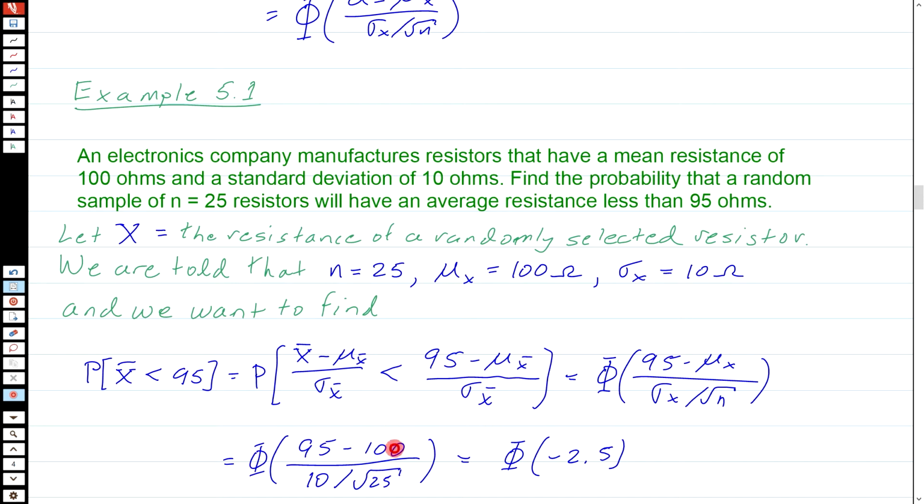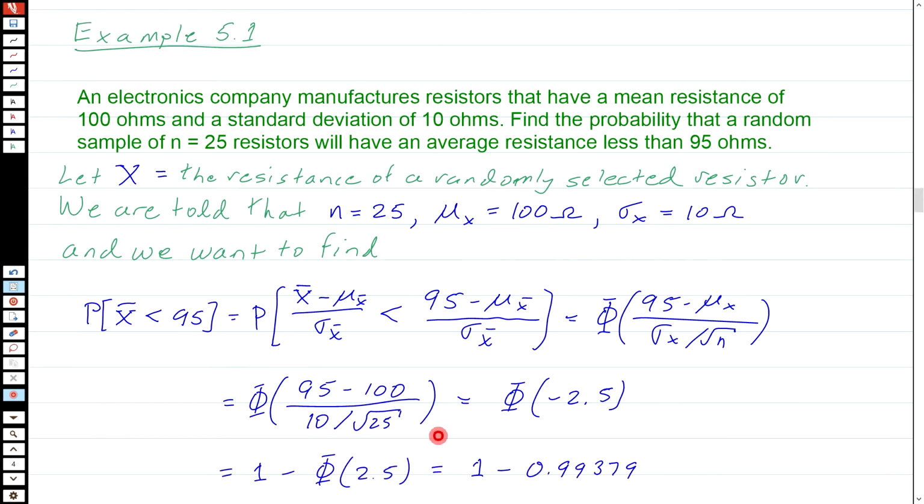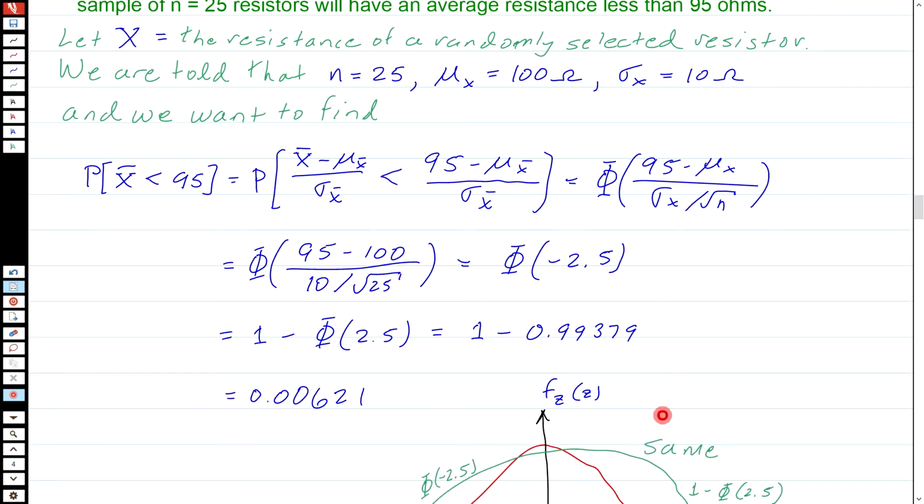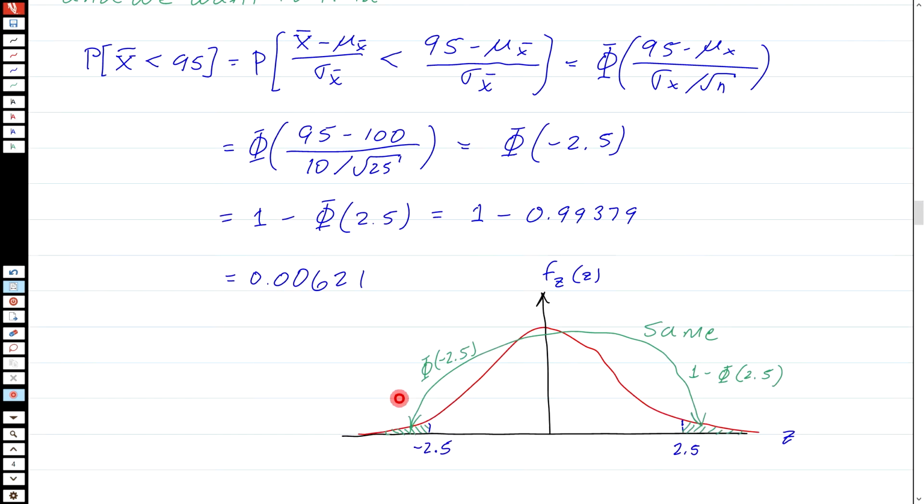Just substitute in the 100. 10 divided by root 25, which is 5. I get phi of minus 5 over 2, that is, phi of minus 2.5. Minus 2.5 is on the wrong side of my standard normal probability table, so I have to flip it over. This is just equal to 1 minus phi of 2.5. Here I looked this up on the table. I get 0.99379, and 1 minus that gives me 0.00621.